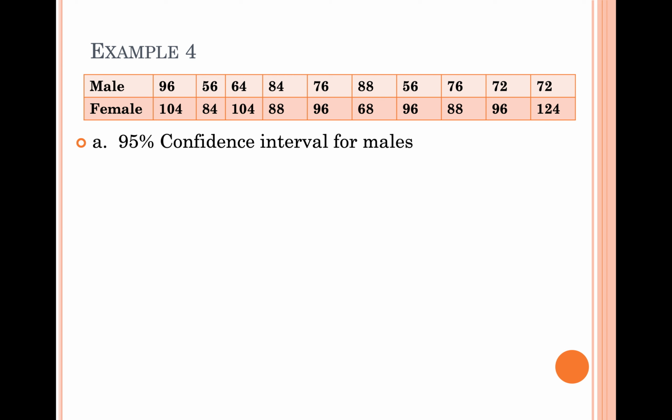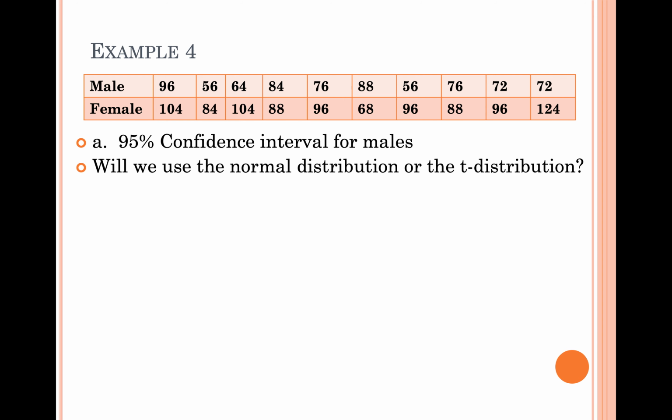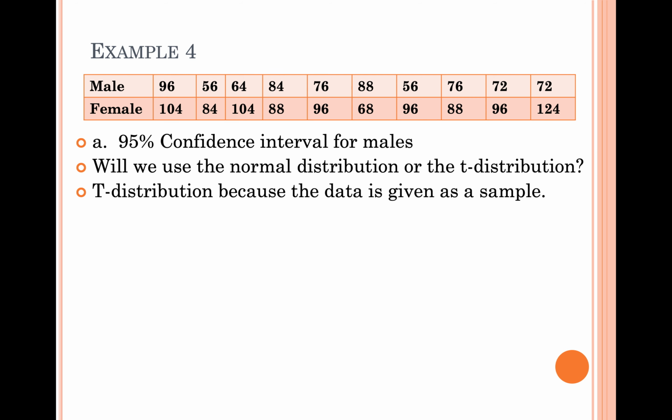So for males, the formula that we're going to use is going to involve the t-distribution, and we're going to be using a sample size of 10, and we're going to use a t-score of t sub 97.5. So are we using the normal distribution or the t-distribution? Just for the reason that I stated earlier, you don't have access to the population standard deviation, but you can calculate the sample standard deviation, and so you will use the t-distribution.